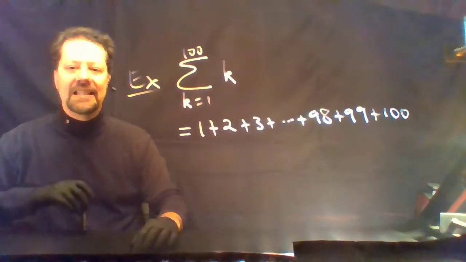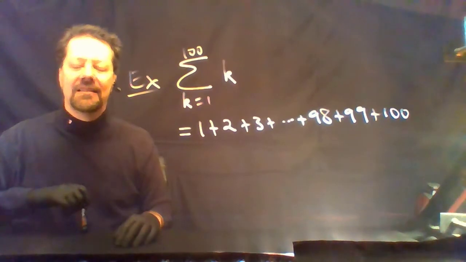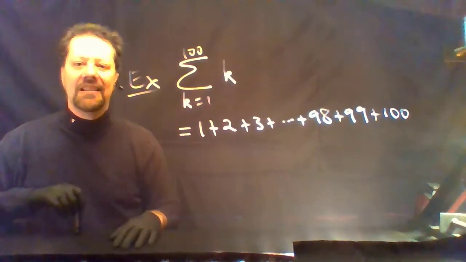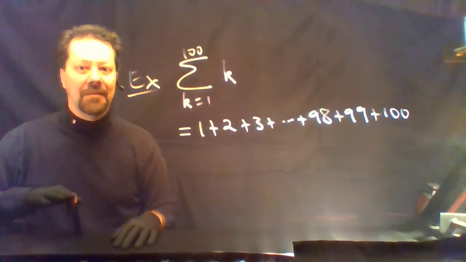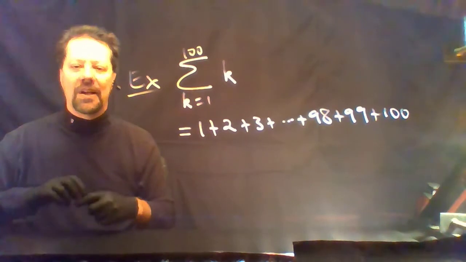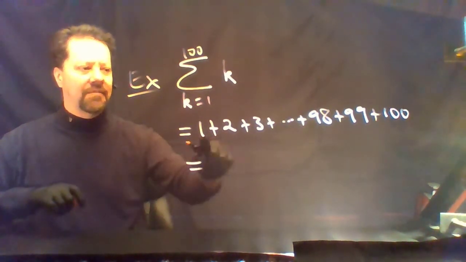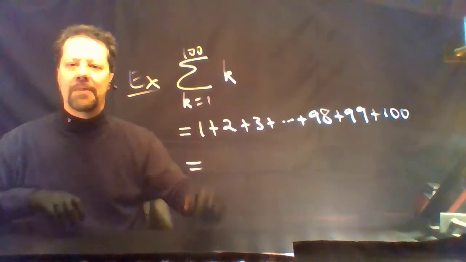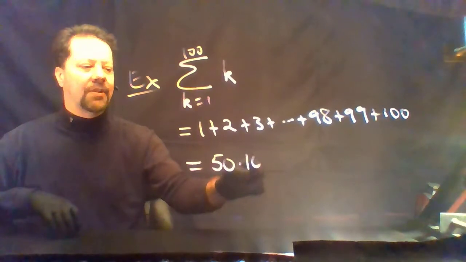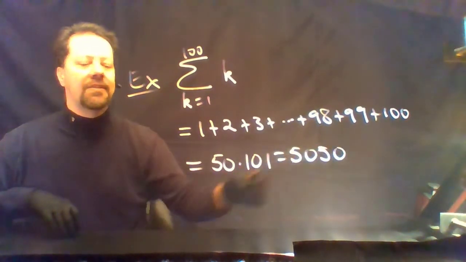Turns out he did it this way. 1 plus 100 is 101. 2 plus 99 is 101. 3 plus 98 is 101. How many pairs are there? There are 100 numbers together, so there must be 50 pairs. 50 pairs that add up to 101. The answer is 5050.